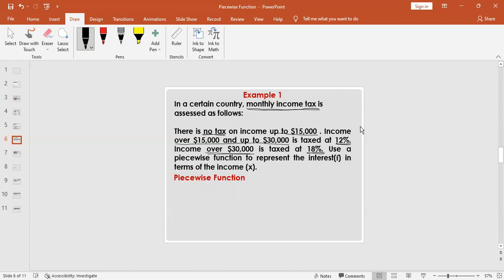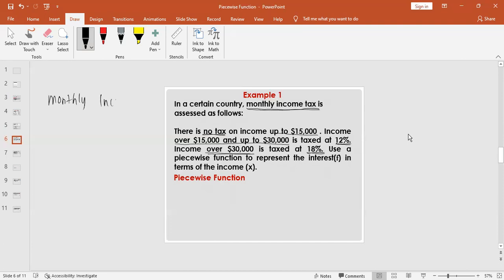Okay, the next thing to do, this is very important, is to identify the variables in the problem. Okay, when we say variables here in the problem, yan yung pinag-uusapan natin, yan yung focus natin. And after identifying the variables, we have to identify which one is the dependent and which one is the independent variable.